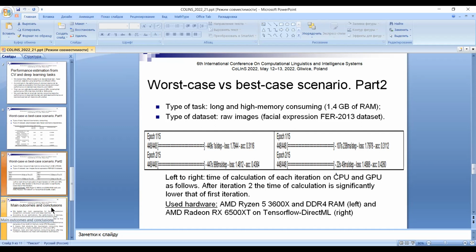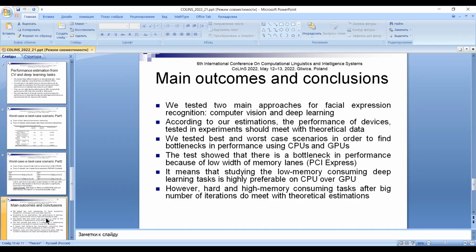The main outcomes and conclusions of our work are the following. We studied two different approaches to benchmark and test deep neural networks and deep autoencoders. First is the task of general machine learning, deep learning and computer vision. And then we tested best and worst case scenarios where different pieces of hardware perform differently one against another in different situations. And we figured out, as I said before, that there is a bottleneck that may decrease the expected performance.